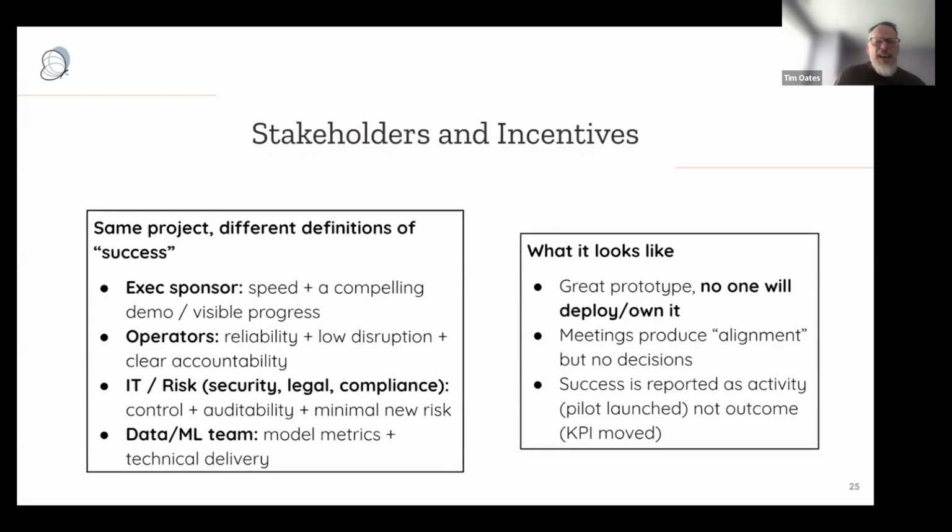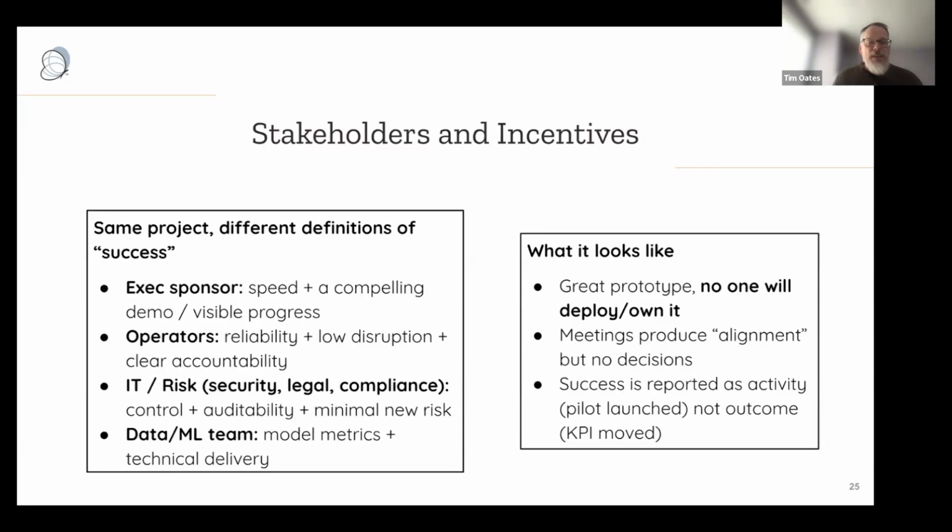All right. So this might be my last failure mode. Stakeholders and incentives. Stakeholders can be misaligned and incentives can be misaligned, right? Executive sponsors typically get super excited about the technology. They see generative AI doing these amazing things, and they want you to really quickly get to a compelling demo and make visible progress, right?